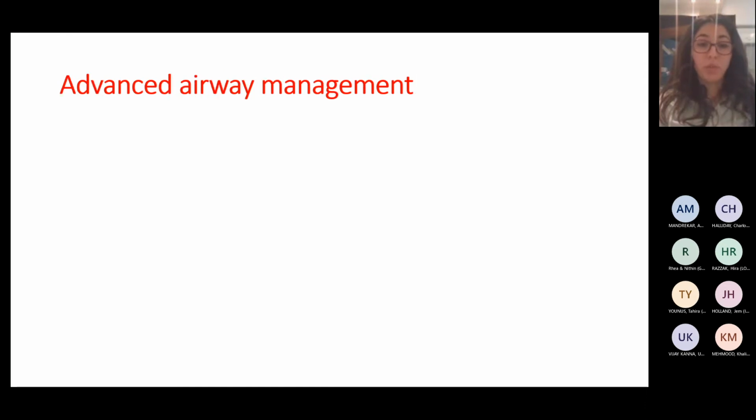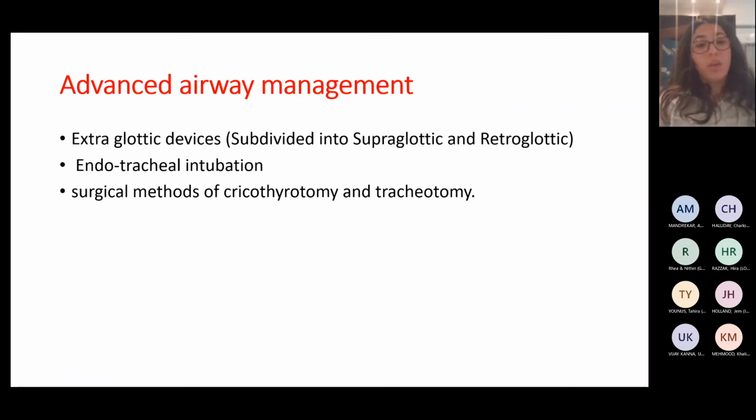So at this point, your patient is more likely requiring advanced airway management and definitive airway management. In advanced airway management, we have three types. We have the extraglottic device, divided into either supraglottic or retroglottic. We have the endotracheal intubation, which Krupa has brilliantly explained. And we have surgical methods: cricothyroidotomy and tracheotomy.